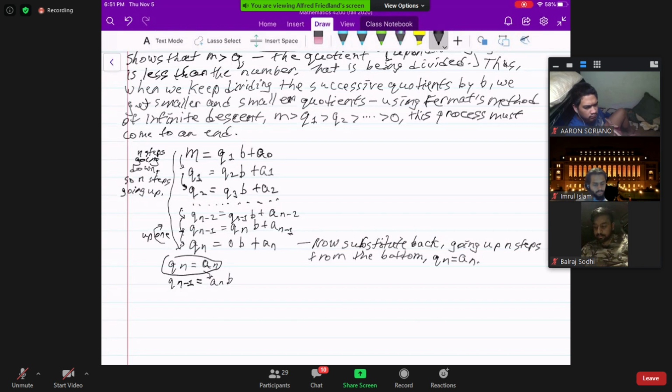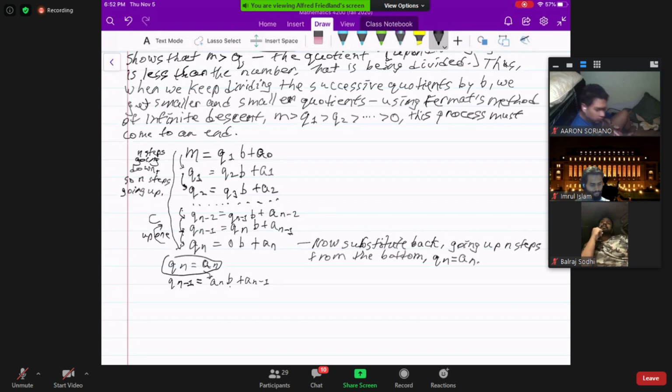b plus a sub n minus 1. So that's the second line up, which has q sub n minus 1 equal to q sub n b plus a sub n minus 1, but from the bottom line, q sub n equals a sub n. So going back to q sub n minus 1, it's q sub n, which is a sub n, times b, there's the b, plus, and then at the end we have a sub n minus 1.